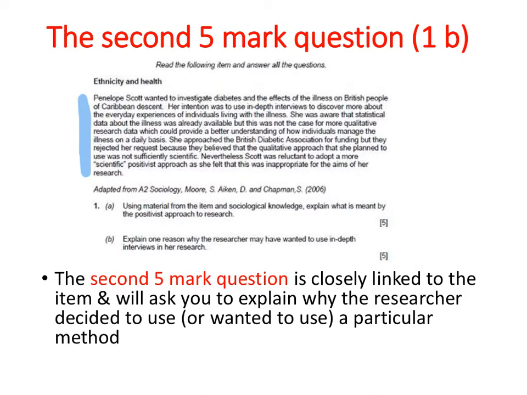And it will ask you to explain why the researcher or researchers described in the item decided to use, or wanted to use, a particular method. So in the example that you can see on the screen, the second 5-mark question is asking you to explain why the researcher may have wanted to use in-depth interviews in her research. And in-depth interviews would be qualitative interviews, so that would be either an unstructured or a semi-structured approach to interviewing.